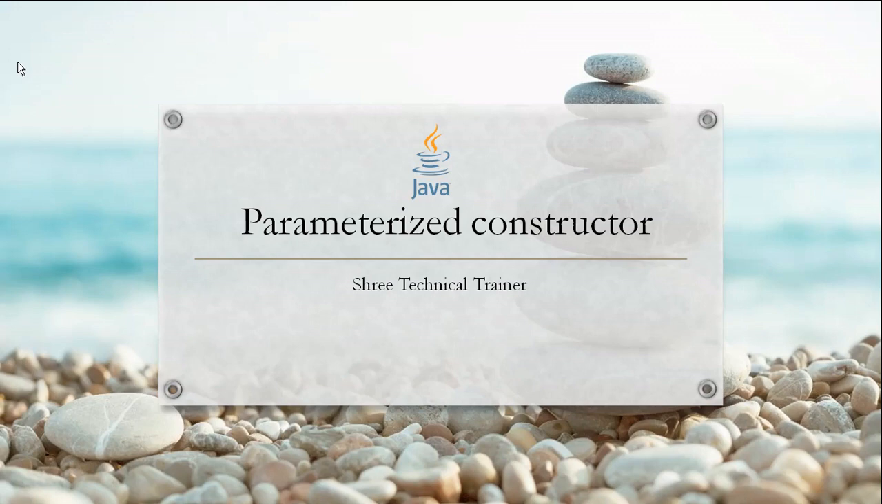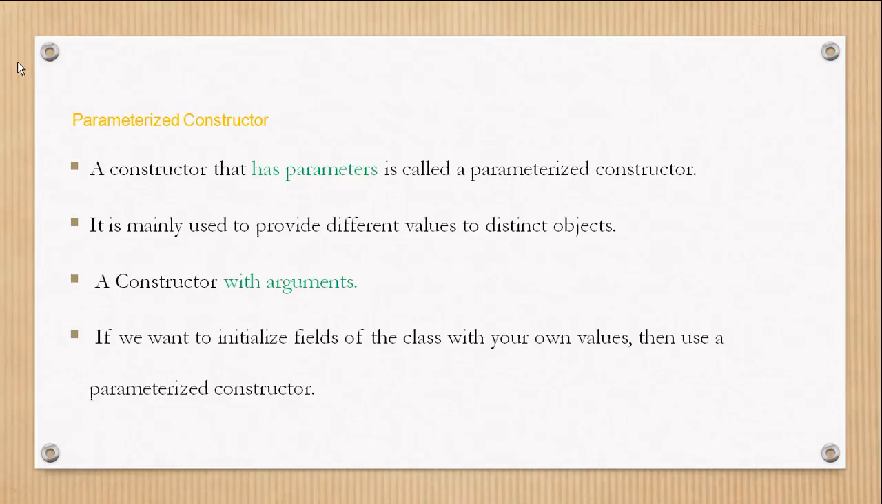In case of default constructor, we don't have any arguments to be passed, and in case of parameterized constructor, we can pass arguments to the constructor. A constructor that has parameters is called a parameterized constructor, or in other terms, a constructor with arguments is called a parameterized constructor. It is mainly used to provide different values to distinct objects. So if you want to initialize fields of the class with your own values, then you can use a parameterized constructor.